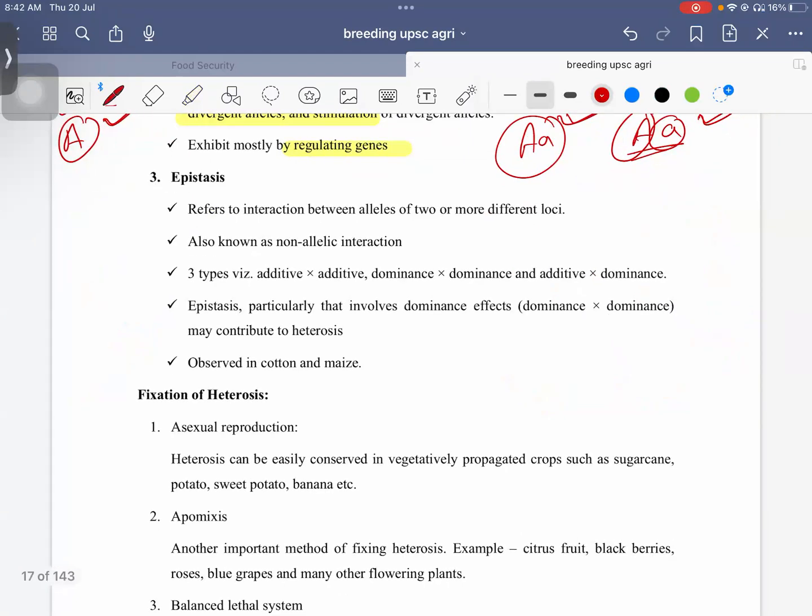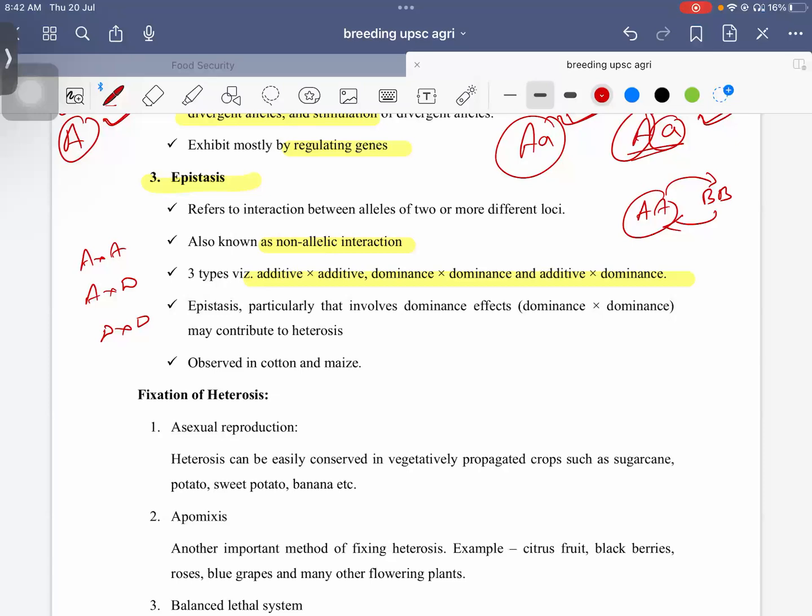Next is epistasis. What is epistasis? There will be interaction between different loci. This is also called non-allelic interaction. We have three different types: additive into additive, additive into dominance, and dominance into dominance.